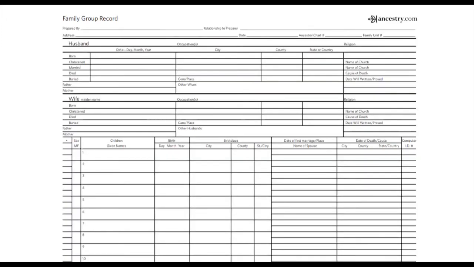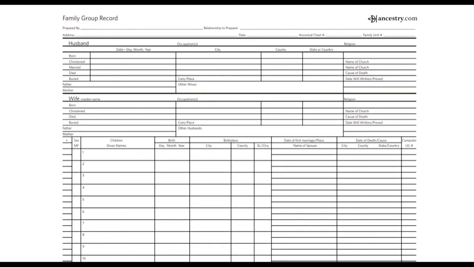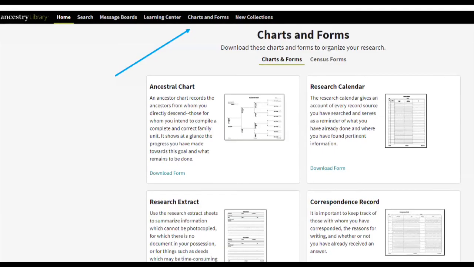You can also use what's called a family group record to keep track of an immediate family. So here you would put a couple and then all of their children and the information about the spouses, where all of these people were born and died, and so you get a snapshot of an immediate family all together on one page of paper. And you can find downloadable copies of all kinds of charts like this on Ancestry Library Edition. Just look for the Charts and Forms link at the top of any page.